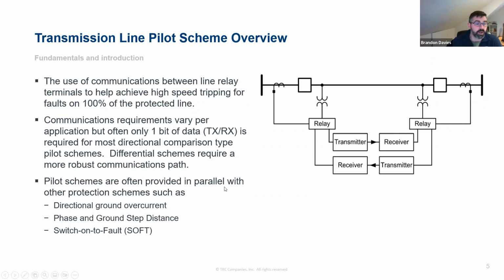And that's typically applied in parallel with your step distance scheme, your directional ground overcurrent scheme, switch on to fault protection. So you've got this other protection that's there all the time, but in parallel with that, we've got this pilot scheme that'll operate faster. And that's typically done in the case that you lose your communications or you have some other reason why the pilot scheme needs to be disabled or fails. You still have that other protection there to provide the time delayed clearing if necessary.